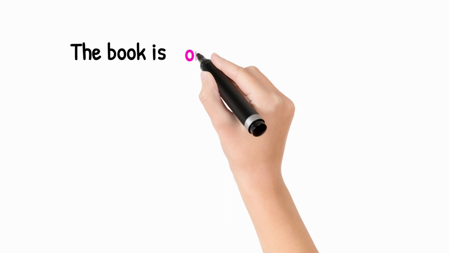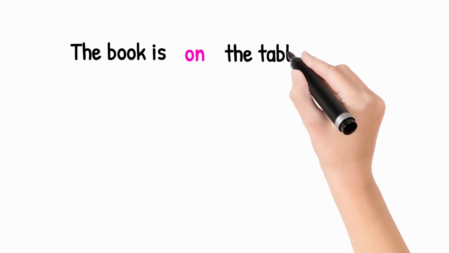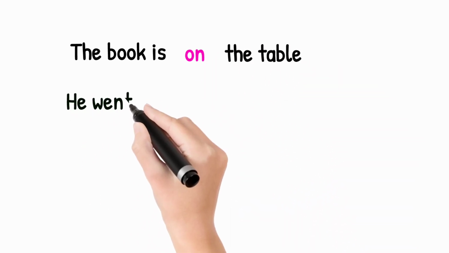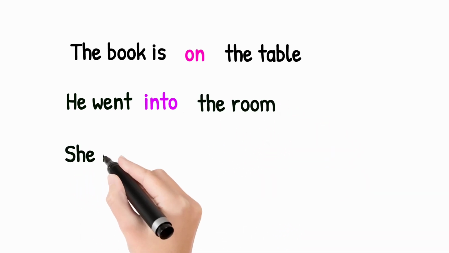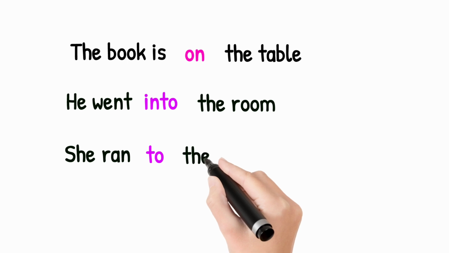The book is on the table. On alone is a preposition. On the table is a prepositional phrase. He went into the room. Into the room is a preposition.